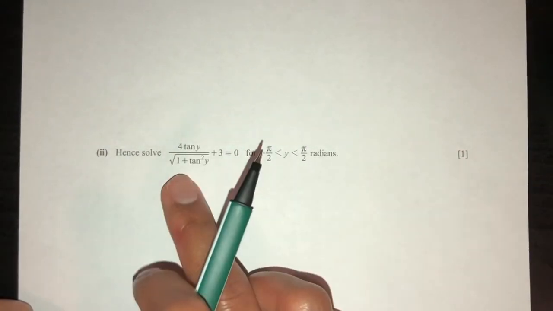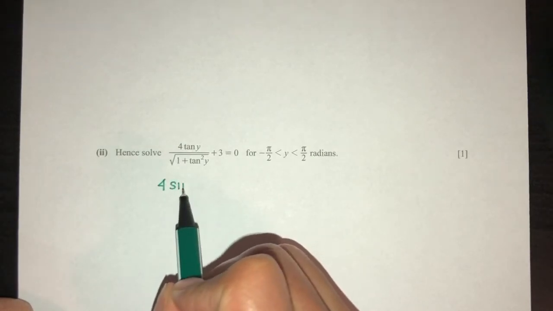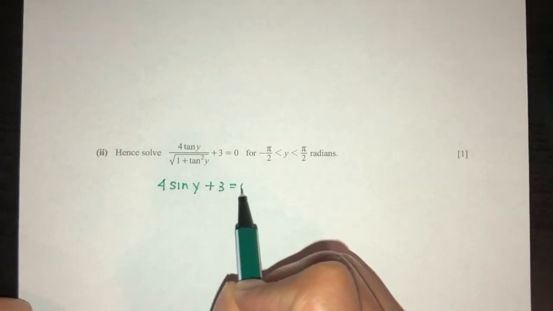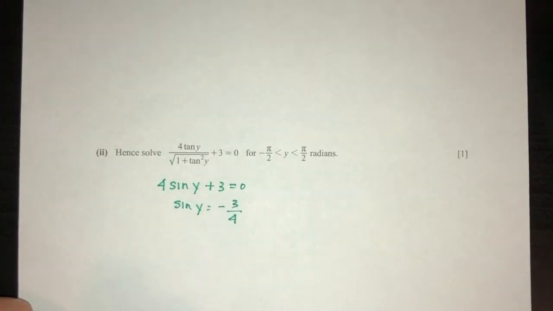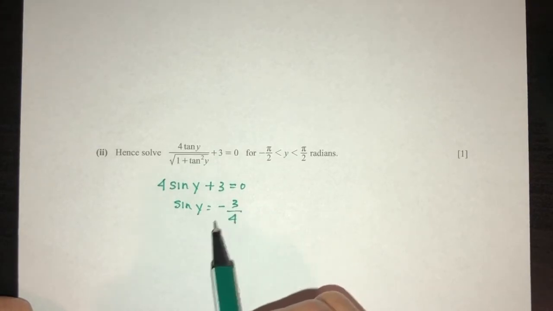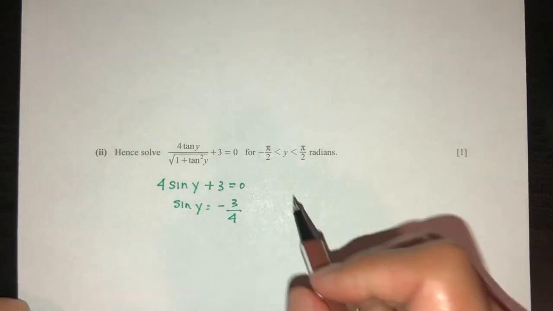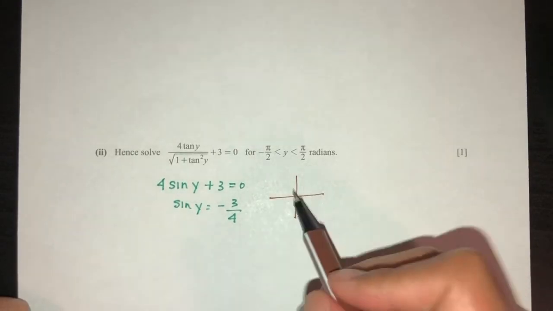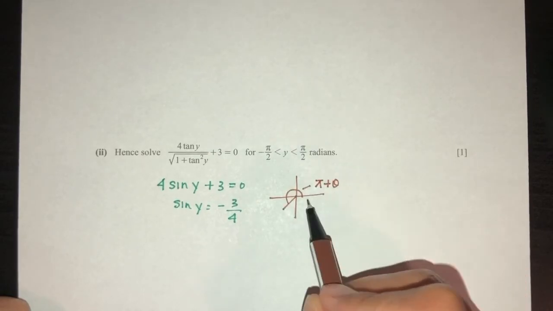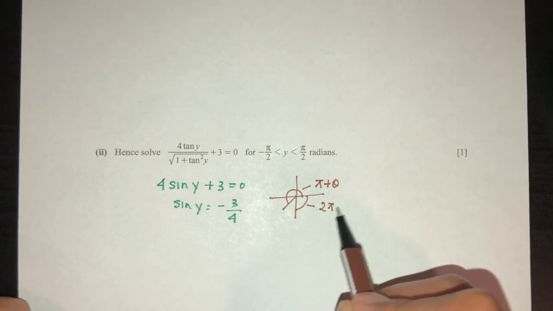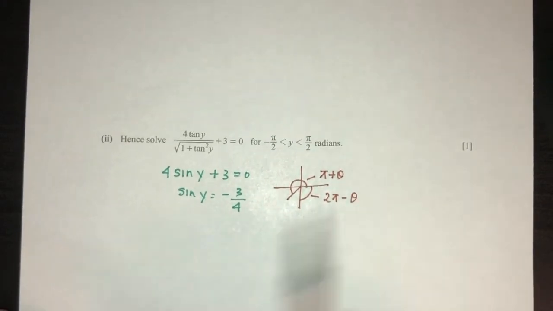Now for part 2, hence solve this equation. As you have seen, this can become 4 sine y plus 3 is equal to 0. So sine y is equal to minus 3 over 4. Now for the values where sine is negative, you should know that it will be in the third and fourth quadrants. This will be pi plus theta, and this will be 2 pi minus theta if sine is negative.